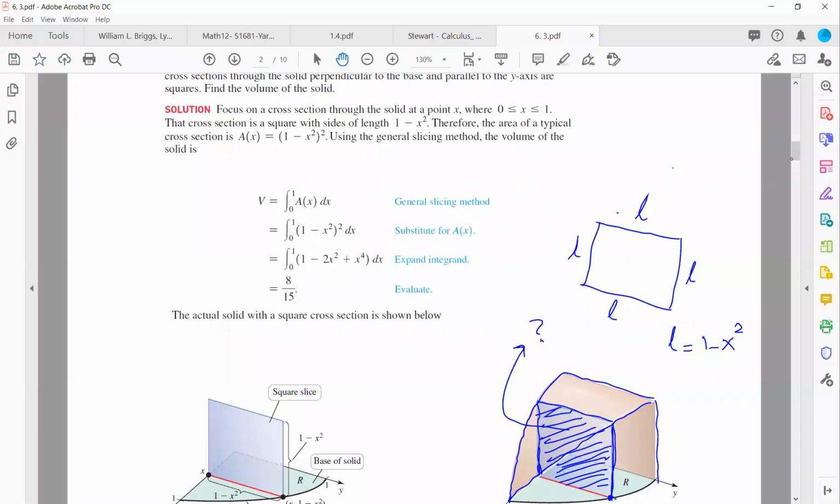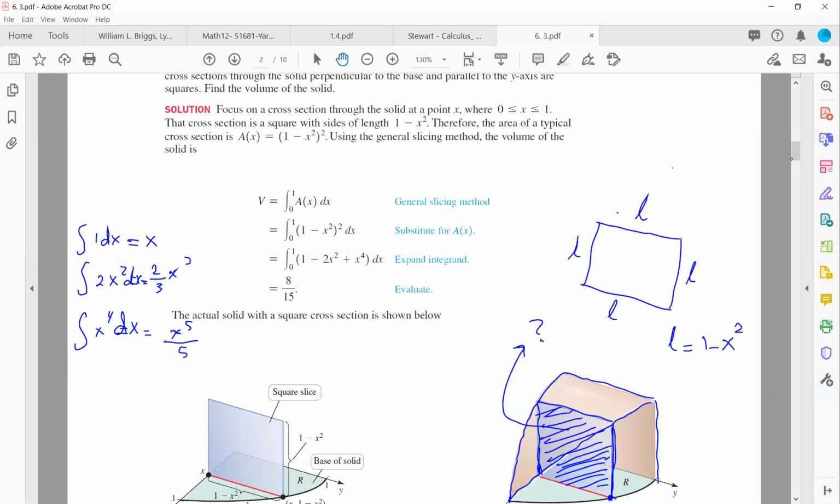So as you know, the integral of 1 dx is x. The integral of 2x squared is 2/3 x cubed. And the integral of x to the 4th is, so all of these have dx, x to the 5th over 5. So if you look at this integral, the outcome is x minus 2/3 x cubed plus x to the 5th over 5.